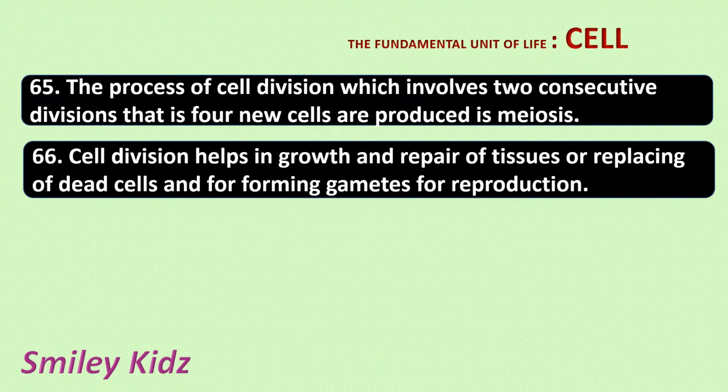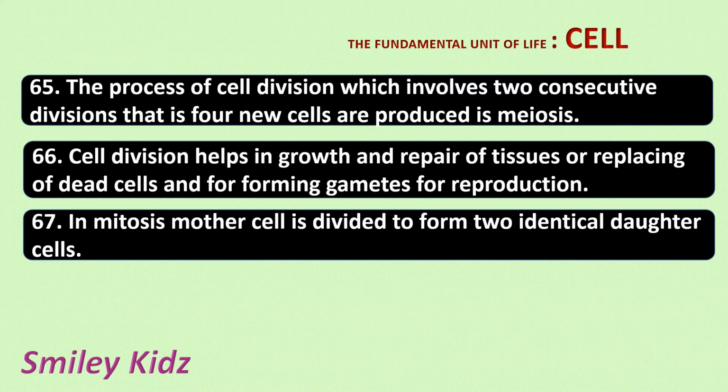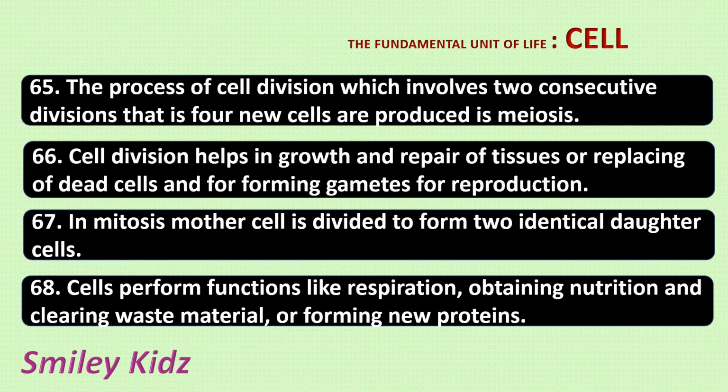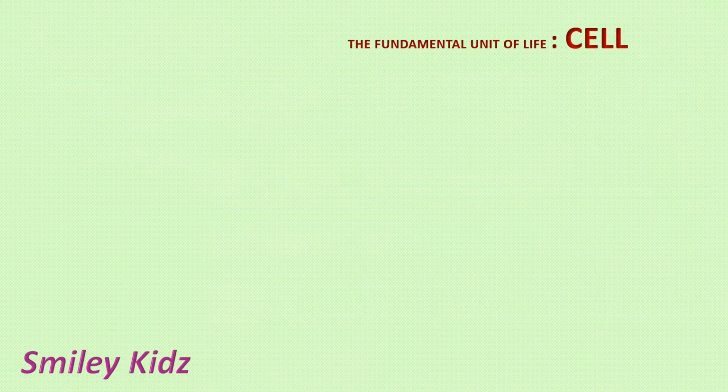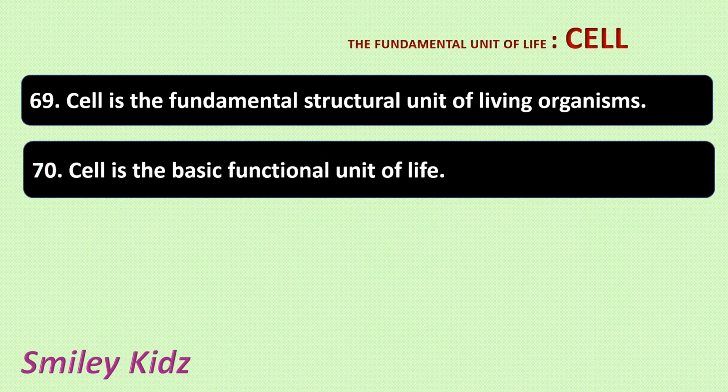Cell division helps in growth and repair of tissues, replacing of dead cells, and forming gametes for reproduction. In mitosis, the mother cell is divided to form two identical daughter cells. Cells perform functions like respiration, obtaining nutrition, and clearing waste material or forming new proteins. Cell is the fundamental structural unit of living organisms. Cell is the basic functional unit of life.